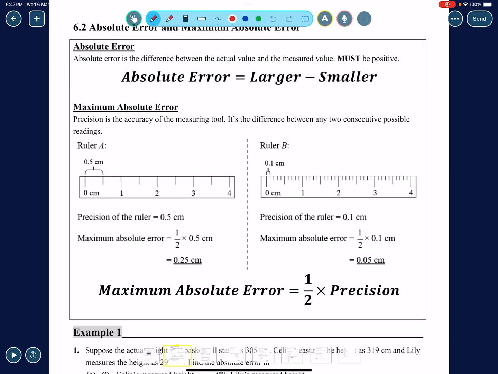First thing is absolute error, which is basically the error itself. Like how much error you have between the actual value and the number that you measured. So hopefully your teachers explained to you that the ruler gives a measured value and not the actual value of your height or the length that you're measuring, right?